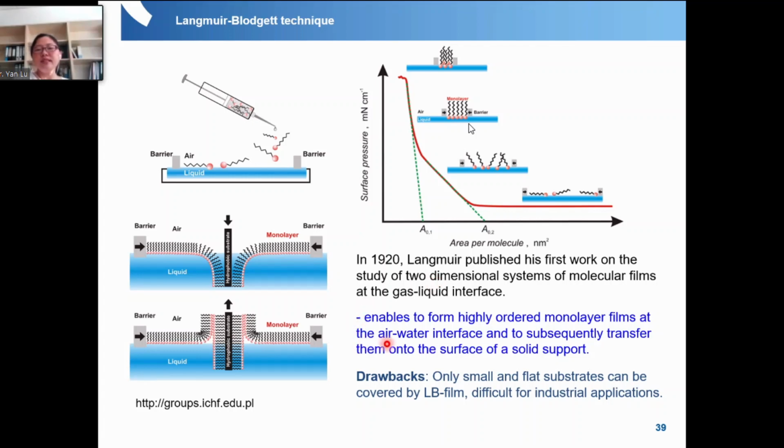Of course, this is a good method if you want to have a monolayer film. But as you can see from how I explained the work, it can only be used for a very small area substrate. And for industry application, it's also too complicated. So you can never use it for industry application. But this is a good way to get a thin film for some lab experiments.